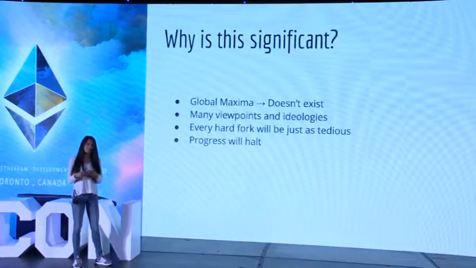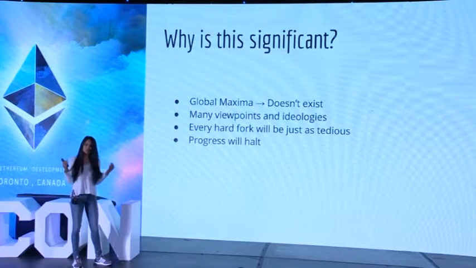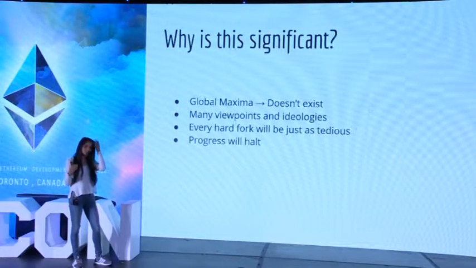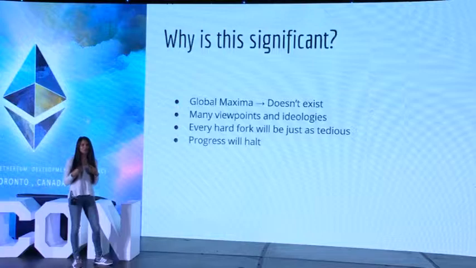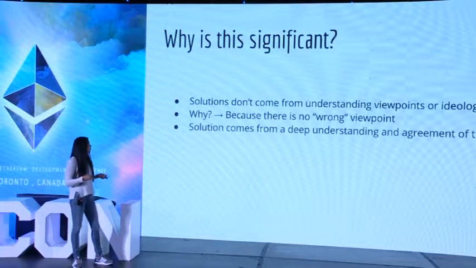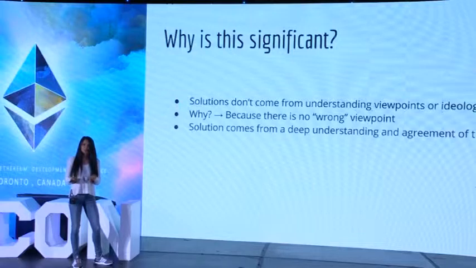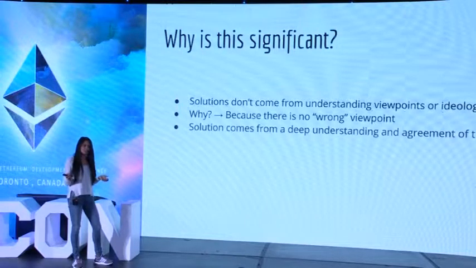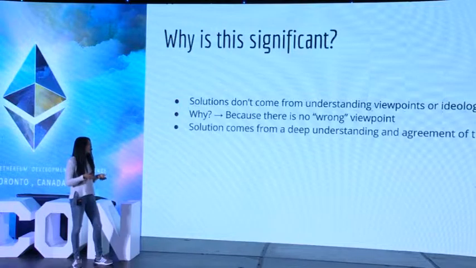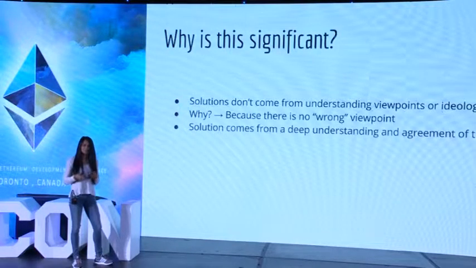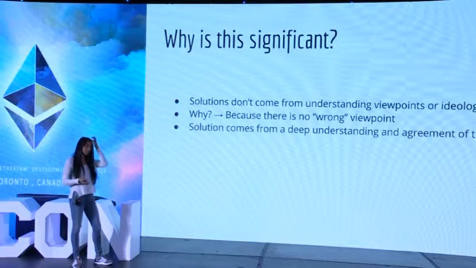From the discussions I've heard so far, I think we're trying to look for some global maxima solution, this one-size-fits-all solution that works for everyone, and I don't think that exists. And I think the reason it doesn't exist is because there are so many different viewpoints and ideologies that, again, there's no single answer. And if that's the case, every hard fork like this is going to be incredibly tedious, and the progress will just halt. And I don't really think the solution is going to come from just gauging everyone's viewpoints and ideologies, because there are so many, and there's no wrong viewpoint. How do you actually come to a consensus on something like that?